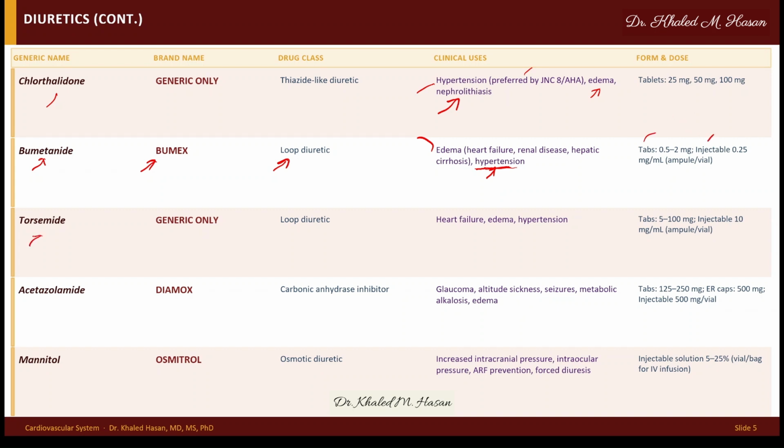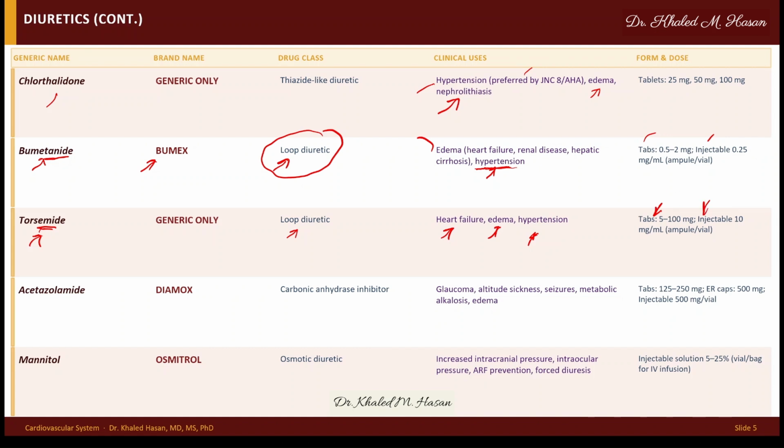Torsemide available as generic only, belong to the loop diuretic. As you can see here, bumetanide, torsemide, furosemide, all these medication belong to the loop diuretic. This medication used for heart failure, edema, and hypertension, available as a tablet and available as injection here.